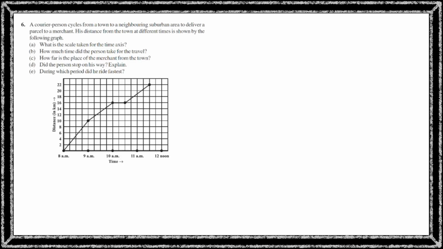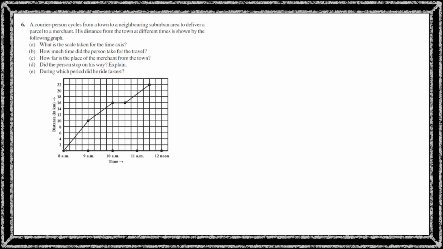A courier person cycles from a town to a neighboring suburban area to deliver a parcel. Okay, and they have given the graph of the distance covered and the time taken. So clearly he's starting at 8 a.m. and he is covering a certain amount of distance. What is the scale taken for the time axis? Now they're asking us what is the scale.